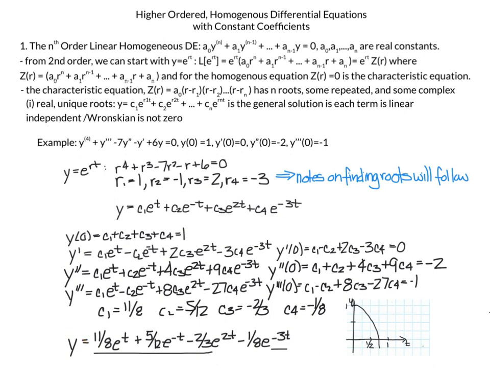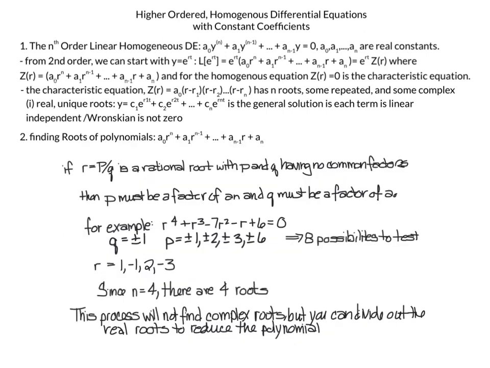As I had mentioned, on my next slide, I'll go over how I found the roots of the characteristic equation. Our characteristic equation is r to the fourth plus r to the third minus 7r squared minus r plus 6 equals 0. And as I had noted on our overview slide, if the root is rational, in other words, it's p over q, where p and q are integers having no common factors, then p must be a factor of a naught, this 6 here, and q must be a factor of a4, which would be the 1.